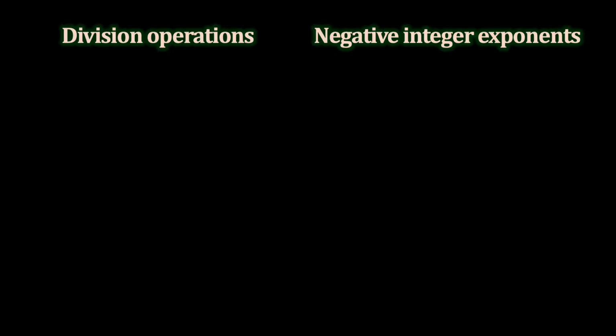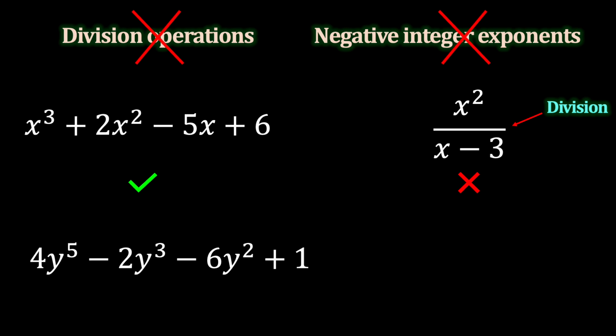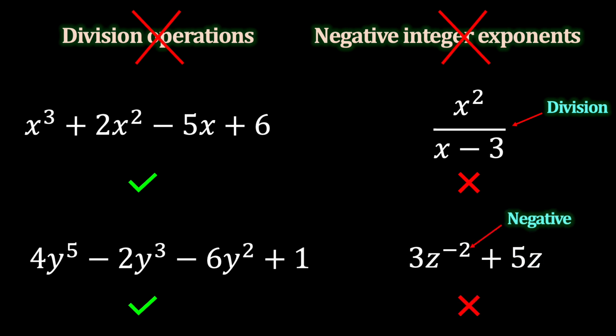Remember that polynomials are not allowed to have division operations or negative integer exponents. So this one is a polynomial, but x squared divided by x minus 3 is not, because it involves division. And this expression is a valid polynomial in the variable y, but this one is not a polynomial because it contains a negative exponent, minus 2.